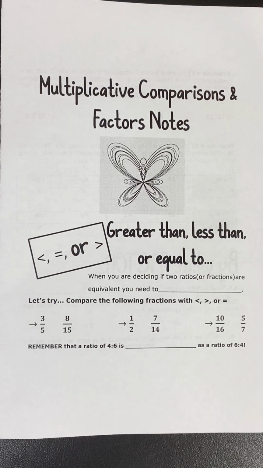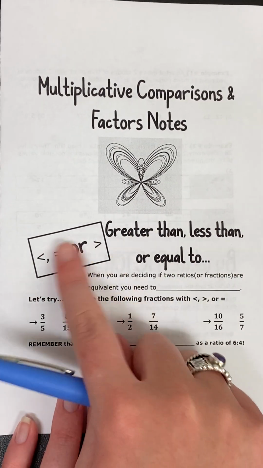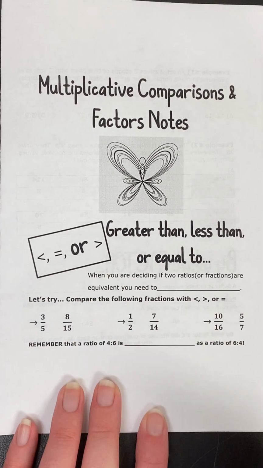All right, guys, so today we're going to talk about multiplicative comparisons and factors. So the first thing we're going to talk about is comparing fractions or ratios. So that's greater than, less than, or equal to, and these are our symbols. These should be familiar to you.